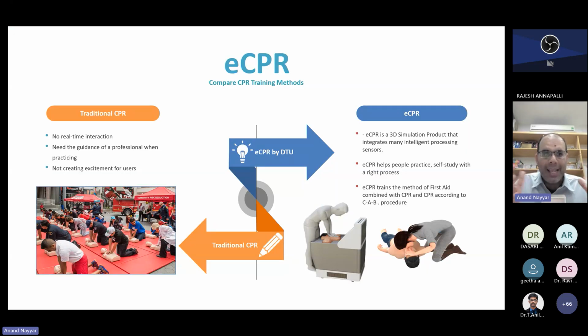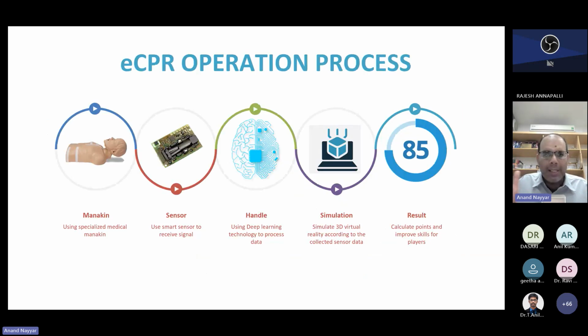And you can see, as compared to traditional CPR, our eCPR system is a 3D modeling system. It can help people to practice, and of course it is trained on both CPR and CPR-based CAB procedures. So we have the mannequin, we have a sensor, and we are handling all the processes using deep learning. To be specific, it is using CNN procedures, and the simulation is based on 3D virtual reality, and you can see the results in terms of improvement of skills and players.